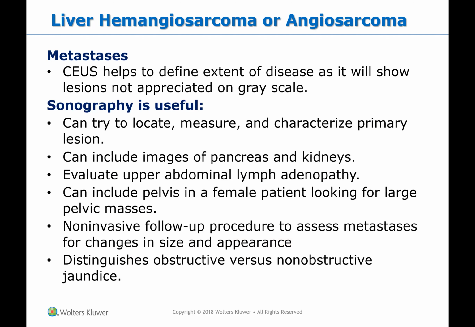CEUS helps to define and extend a disease, as it will show lesions not appreciated on grayscale. And sonography is useful to locate, measure, and characterize primary lesions. It can include images of the pancreas and kidneys, evaluate upper abdominal lymphadenopathy, and can include the pelvis in a female patient looking for a large pelvic mass. It is a non-invasive follow-up procedure to assess metastasis for changes in size and appearance.